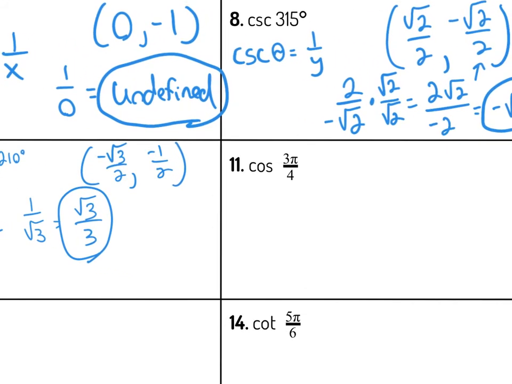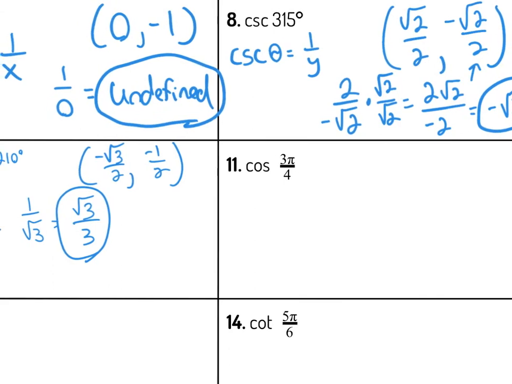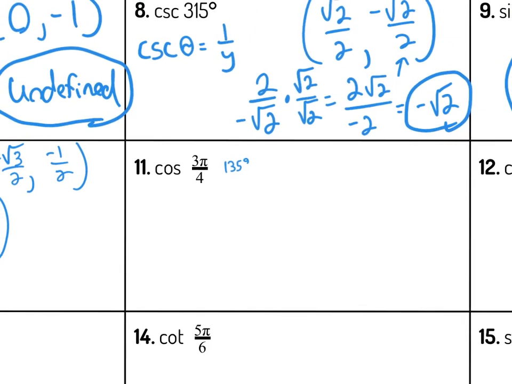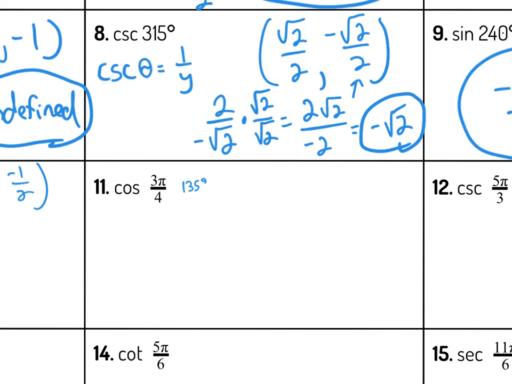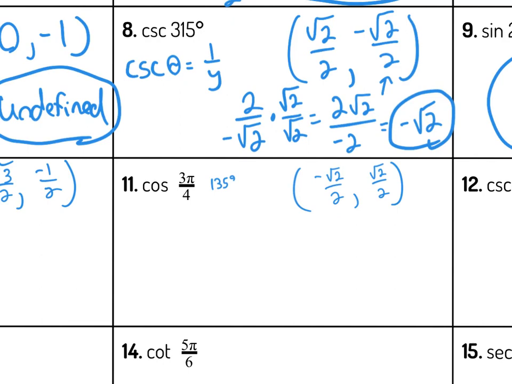Cosine of 3 pi over 4. This is 135 degrees. If you need the reference, that's the second quadrant. Cosine is going to be negative there. The coordinates at 3 pi over 4 is negative square root of 2 over 2, square root of 2 over 2. It has a reference angle of 45 degrees. That's why they're the same. And the cosine is just the x value. It's going to be negative square root of 2 over 2.